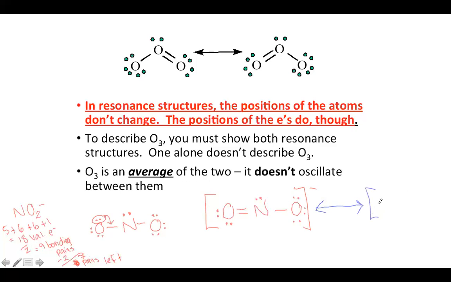So let's draw that structure. So now this time we're going to change the position of the electrons, so that way it's oxygen with 3 lone pairs single bonded to nitrogen, and then double bonded to the other oxygen. Okay, so all we've done here is change the positions of the electrons. We haven't changed the position of the atoms themselves, and let's put our negative up there. So this would be an example of something that has a resonance structure.